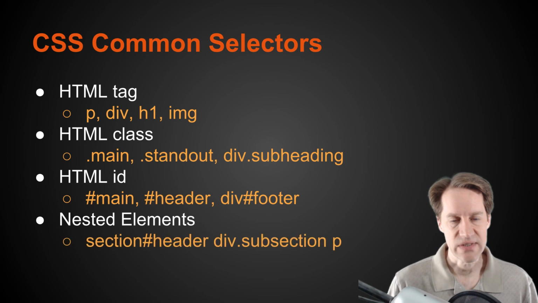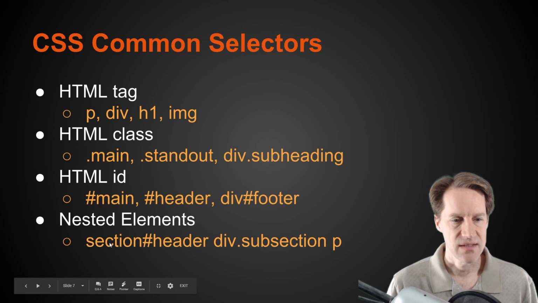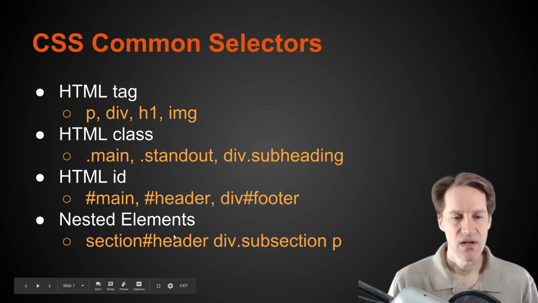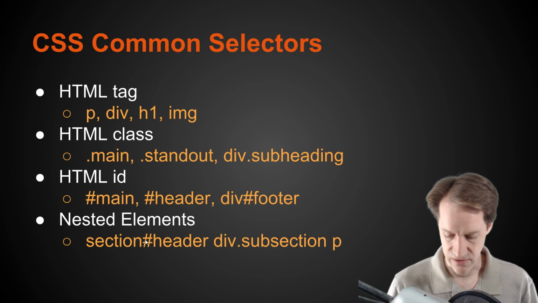The other way you can do a selector is choosing nested elements. So for example, I'm going to select a section with an ID of header, and within that it needs to have a div with a class of subsection and then the p tag. So when I use this as my selector, the styles I'm going to declare are going to apply to all the p elements that are in a div with a class subsection in the section with an ID of header.